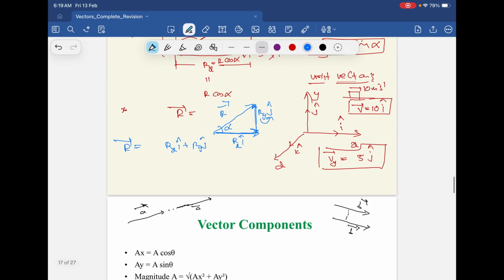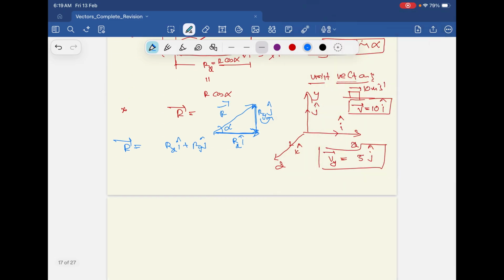Okay, students, so if the same vector lies in space, how will we write it? Very simple. This is x, this is y, z is perpendicular. I can't draw the perpendicular here. So rx plus ry, the resultant, is this one. This is rx, this is ry, and this is the resultant of rx and ry. Rx into i cap is rx bar, and ry into j cap is ry bar.